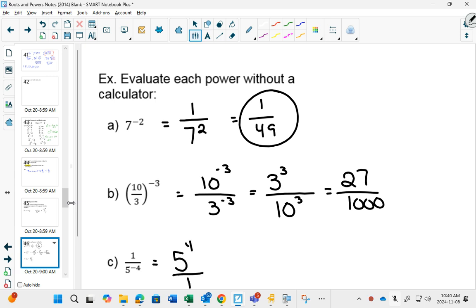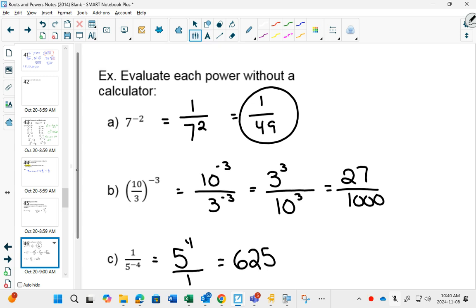I mean, I don't have to write over 1 for this one. Ooh, that's scary. I don't have to write over 1, but I'm just showing that it moved from the denominator to the numerator. And if you have 5 to the 4, that's 5 times 5 times 5 times 5. Anybody know what 5 times 5 times 5 times 5 or 25 squared is? 625.